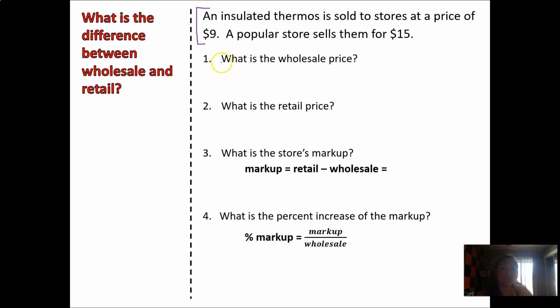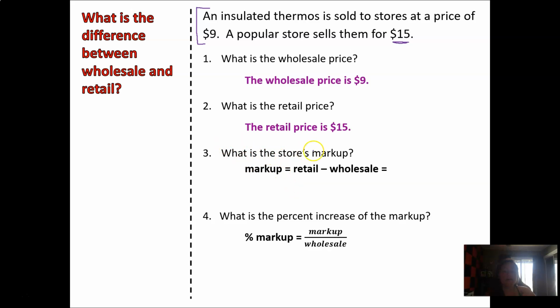Okay? So number one, what is the wholesale price? The original cost of the item. So the wholesale price would be $9. All right, so that's how much it was sold to the stores for. Then the retail price is how much the store turned around and sold it for. So the retail price is the $15.